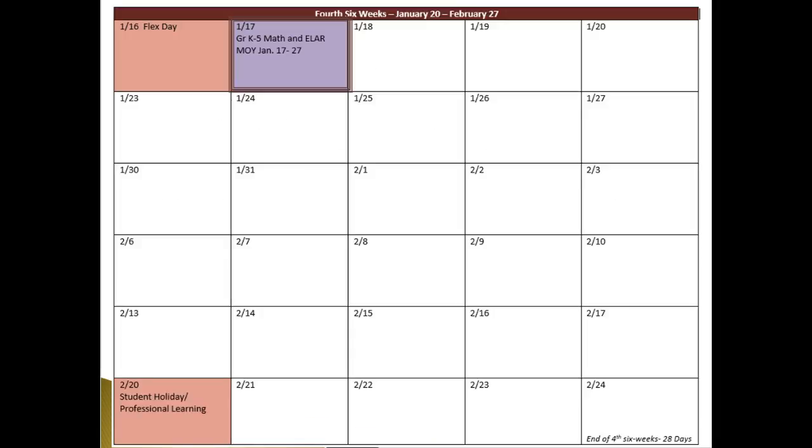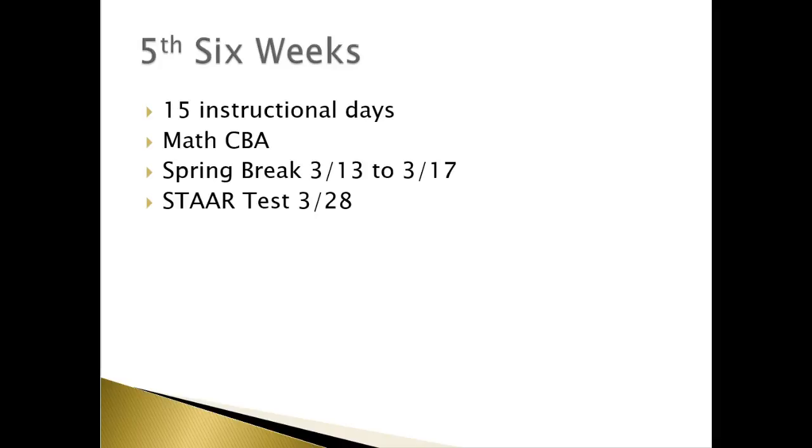This is what our calendar will look like for the 6 weeks. Notice that there are 2 days that the kids will not be in school, so you will only have 28 days for this 6 weeks, and one of those days will be providing the middle of the year universal screener. So as you prepare for the 6 weeks, we'll only have 15 instructional days before you'll have a Math CBA and a spring break, and then you'll have the STAAR test.